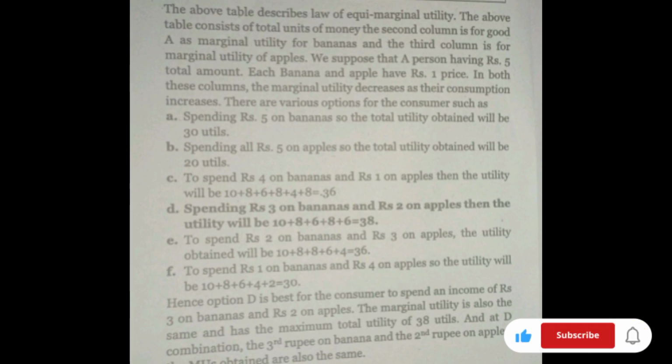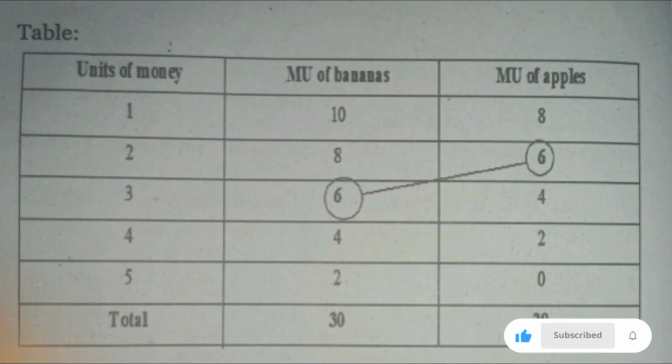We draw a table which consists of three columns. The first column shows the unit of money. The second column represents the marginal utility of good A, which is bananas, and the third column shows the marginal utility of good B, which is apple.